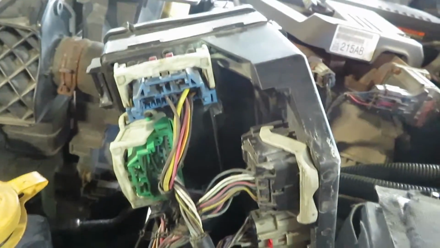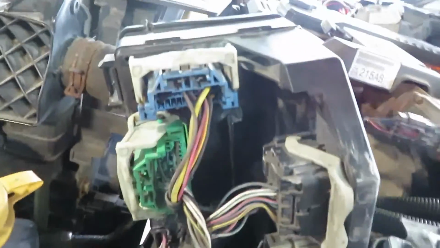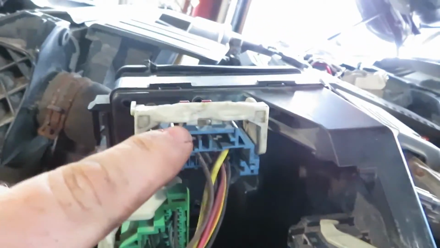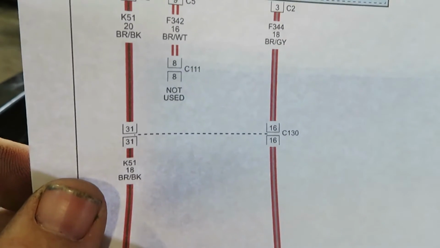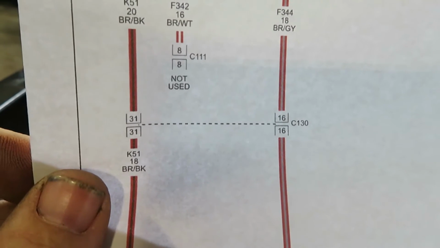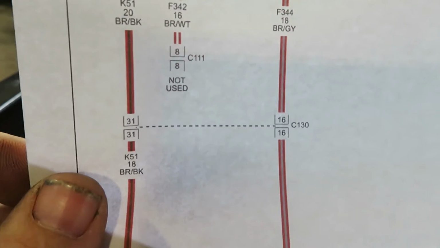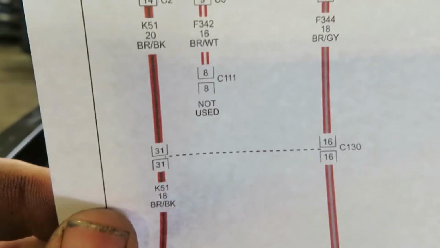And once you have it out, you can see all the connectors. And the one we're looking for is C130, which is this blue one right here. So you can see the ECM sends a ground signal through C130 at pin 31, which is a brown black wire, circuit number K51, and sends it up to pin 86. So C130 is what we're looking for.